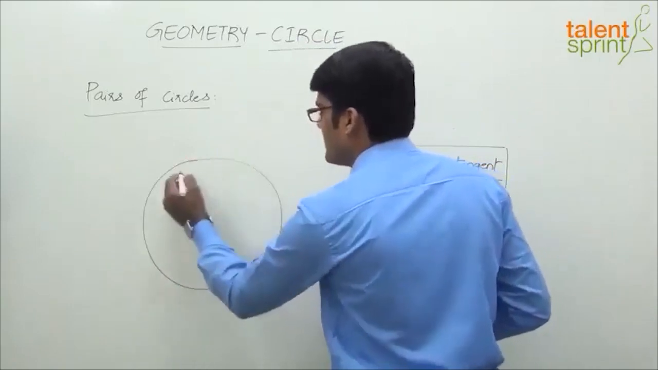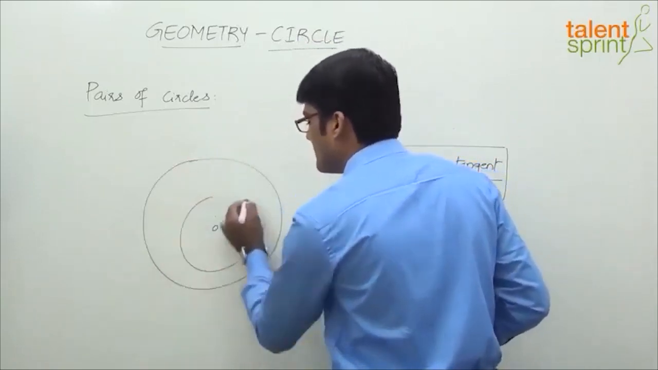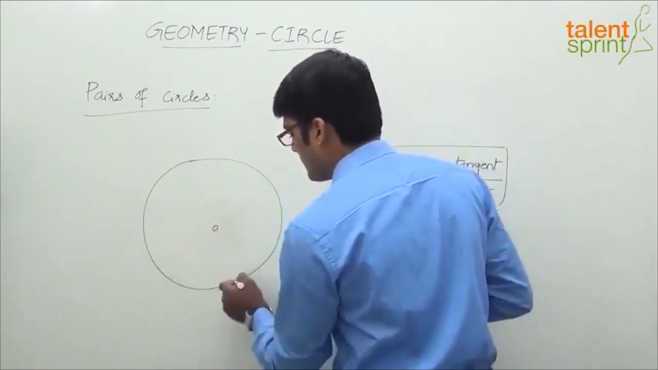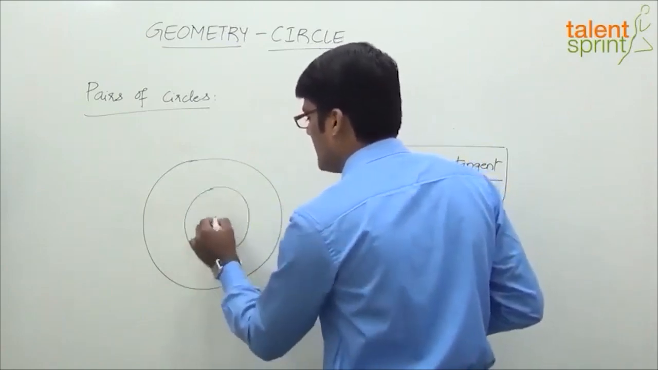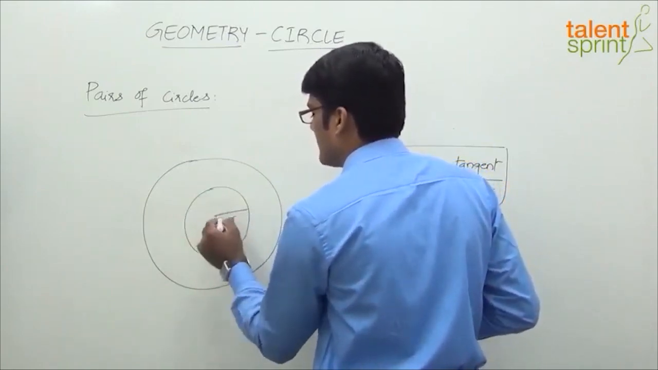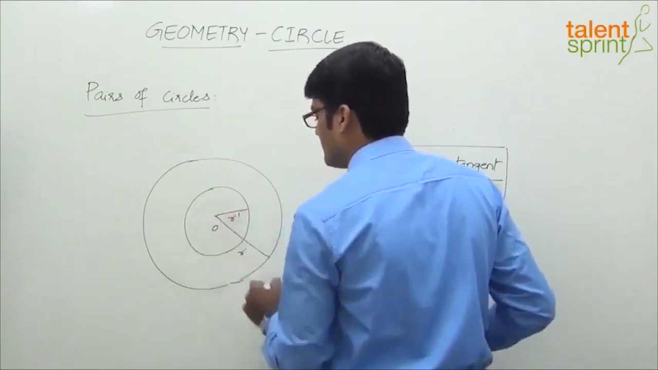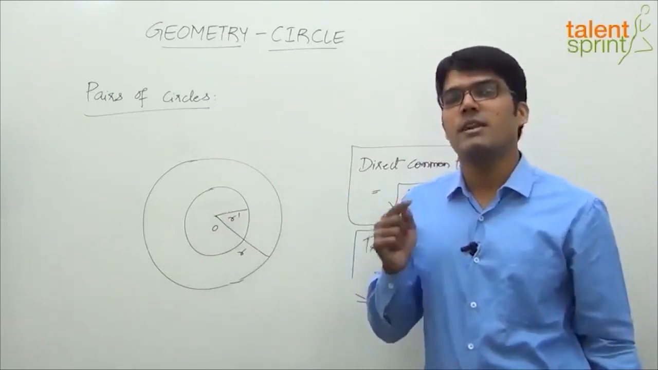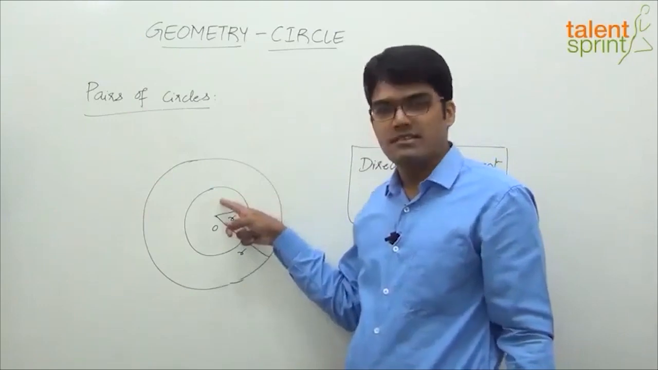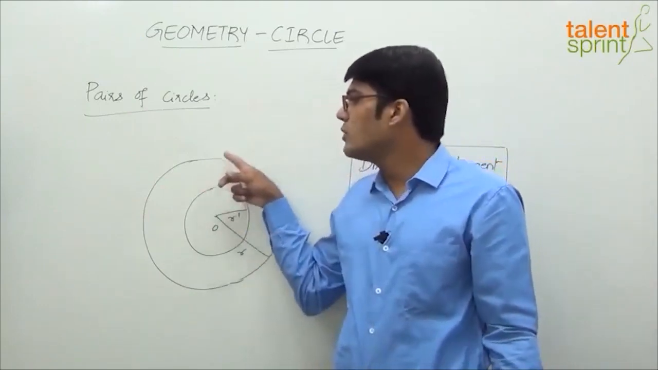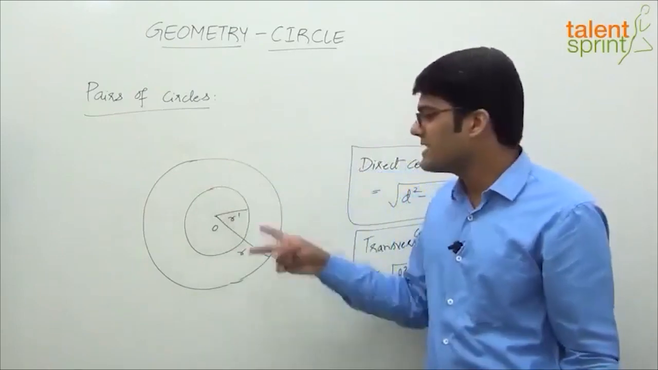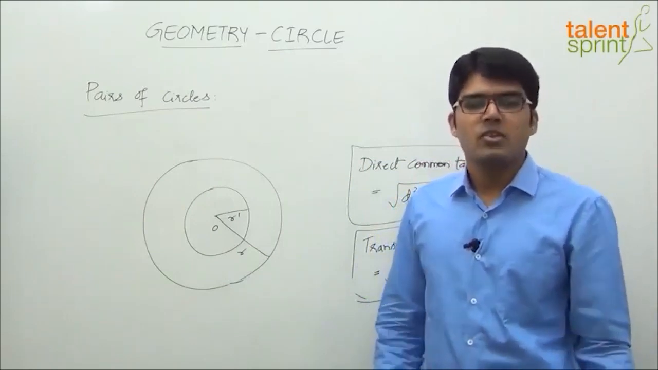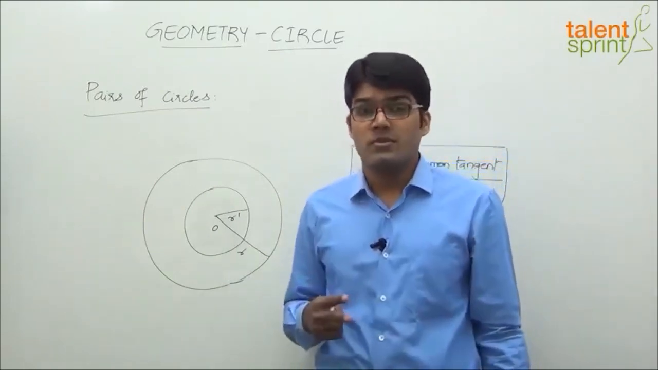For example, this is a larger circle, center O. With the same center, we have another circle. So this radius is R dash, and this is R. Now there cannot be a common tangent in this case, because a tangent has to touch a circle only at one point. Now if that tangent touches this circle, it won't be able to touch this one. Likewise, if a tangent is touching this circle, it won't be able to touch the circumference of the external circle. So in such a case, when the two circles have got the same center, there won't be any common tangent.